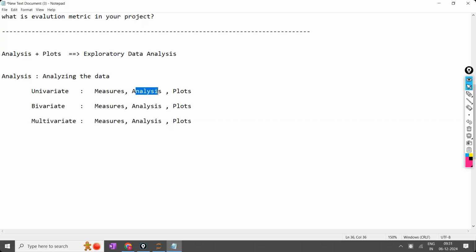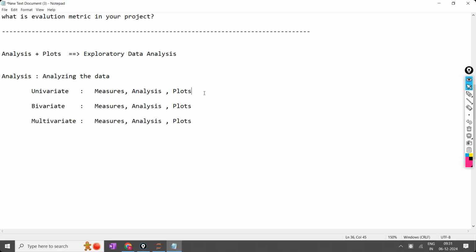And after the measures, you will analyze from that. For example, standard deviation is high. After measuring, you'll start analyzing. Okay, here the standard deviation is high, here the standard deviation is less. Like this, based on the output you have got from the measure, you are going to observe that and analyze that, called analysis. And you are going to apply some plots like histogram, box plots, like this.